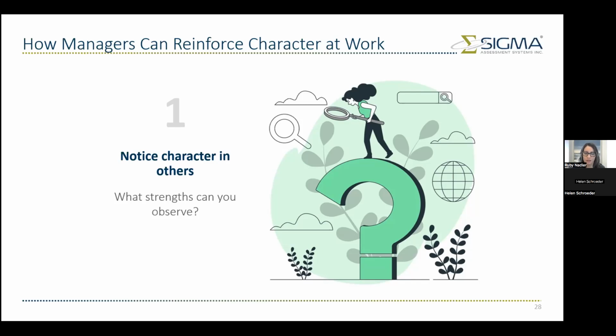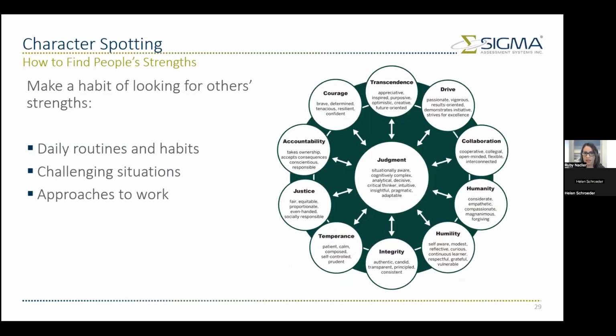And again, the majority of managers don't do this and can't name their employees' strengths. So this is something worth people's time. So you can make a habit of looking for people's strengths. You can look in people's daily routines and their habits. So what do those habits maybe say about them? And again, we're coming at this from a positive perspective. How are people under challenging situations? So it's the stressful situations where we see people's character showing up, right? And just, as I mentioned, their approaches to work can be helpful as well.